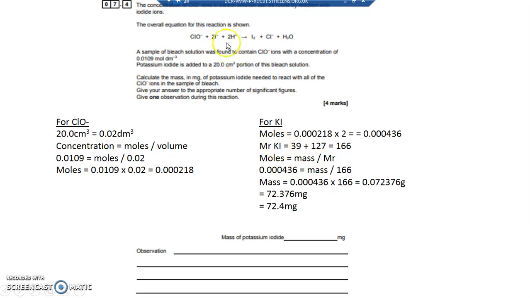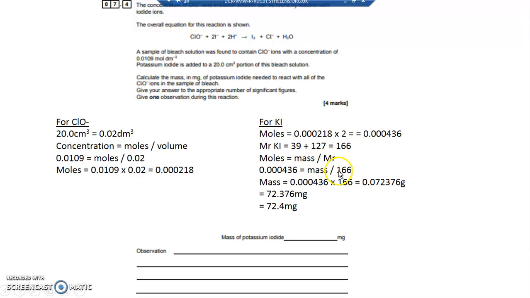Potassium iodide is KI. I know that because I can see I is 1 minus. K, potassium's in group 1, so it'll lose 1 electron and become 1 plus. 1 plus and 1 minus is just KI. I'll look up the mass number of K, that's 39, mass number of I is 127, add them together, I've got the Mr of KI, 166. Moles is mass divided by Mr, moles is 0.000436 because I've doubled the 0.218 times 2 because 1 mole of ClO- reacts with 2 KI.